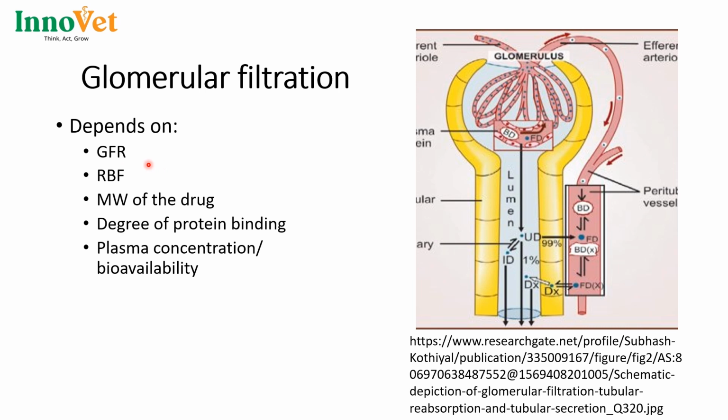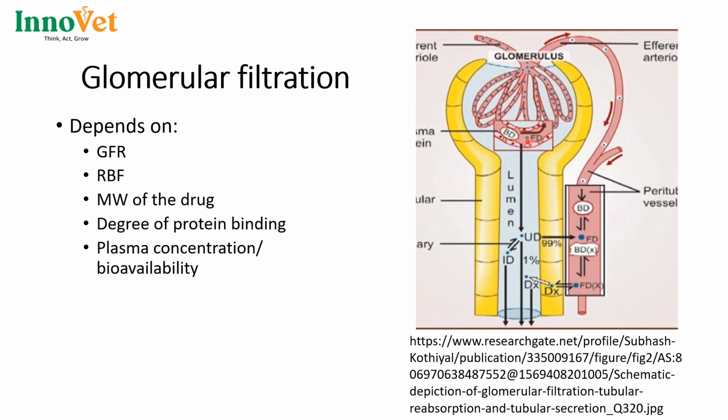In other words, if the glomerular filtration rate is high, more drug will be filtered into the tubule. Then it also depends on renal blood flow, to say that if a lot of blood is flowing into the glomerulus, a lot of drug will also be filtered out of the plasma into the tubule. Then it also depends on molecular weight of the drug.